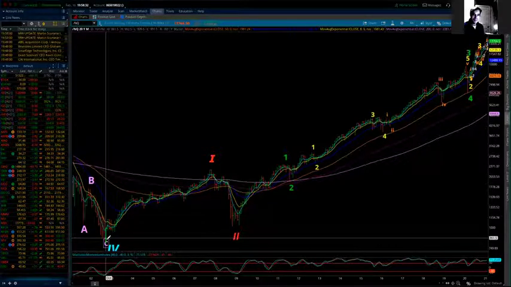And within that, the market and the NQ remains in the process of putting the finishing moves on a cycle wave 3. Now, within that cycle wave 3, there are going to be 5 waves of primary degree. And then within those primary degree waves, there will be 5 waves of intermediate degree.